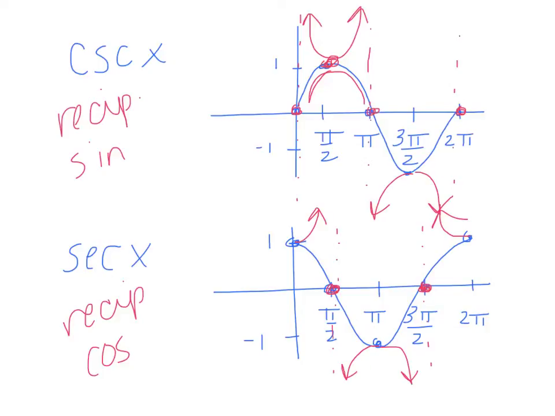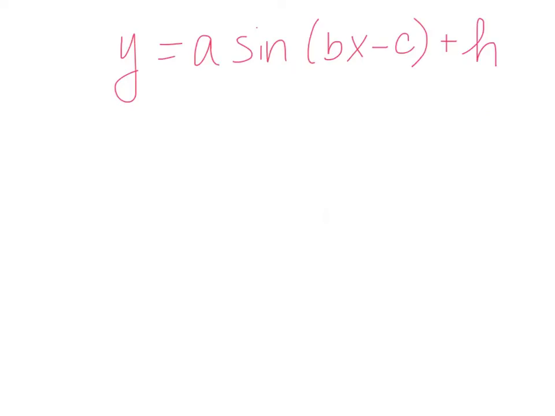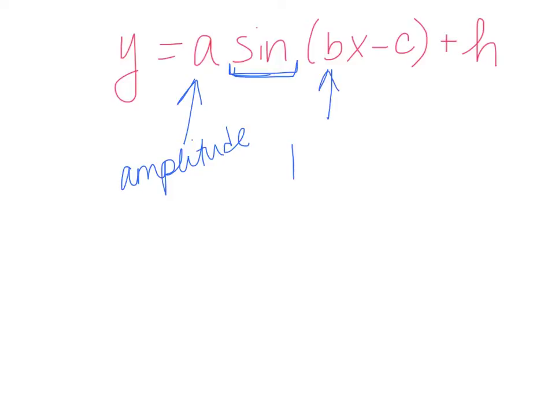Those are the basic graphs, and then we worked on transforming them. So we have all of our equations in this form. Again, this part doesn't matter. This applies to all of the functions. A, the coefficient to the trig function, is your amplitude. That is how high your graph goes from 0. B indicates a change in period.